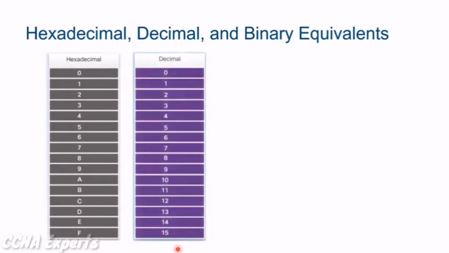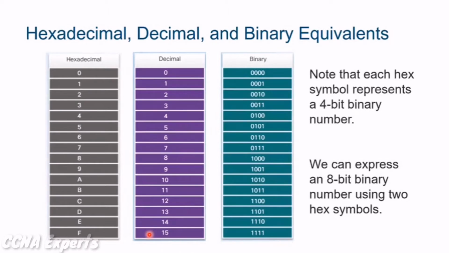Let's look at the decimal and binary equivalents of each hex symbol. These are the decimal equivalents. Note that the hex symbol A is equal to decimal 10, hex B is equal to decimal 11, and so on until we get to hex F, which is equal to decimal 15. Here are the binary equivalents. Note that each hex symbol can be used to represent a 4-bit binary number. Given that 8 bits is a common binary grouping, we can represent an 8-bit binary number using just 2 hex symbols.